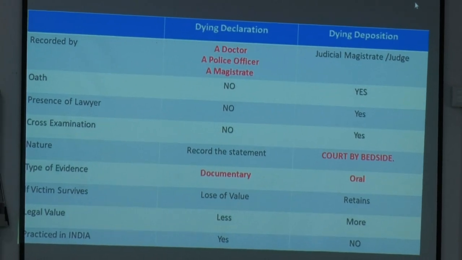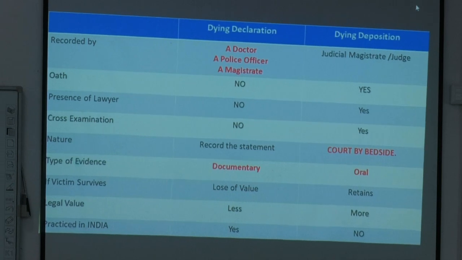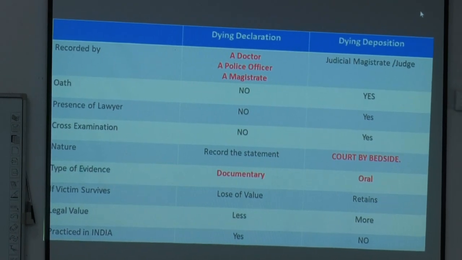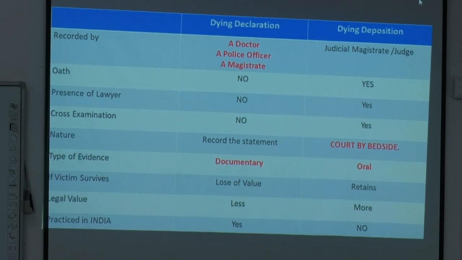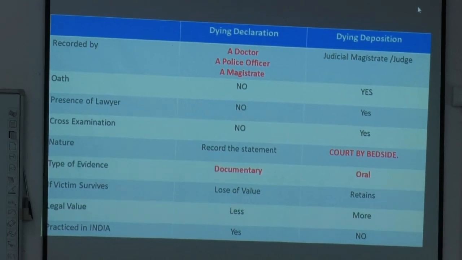Now, dying declaration and dying deposition. Dying declaration means someone is not dead, someone is dying. Common sense. So someone will declare something. What will he declare? Either his will, or, if someone has attacked him, then he will say the name of them, right? Something like what has happened and led to this incident.